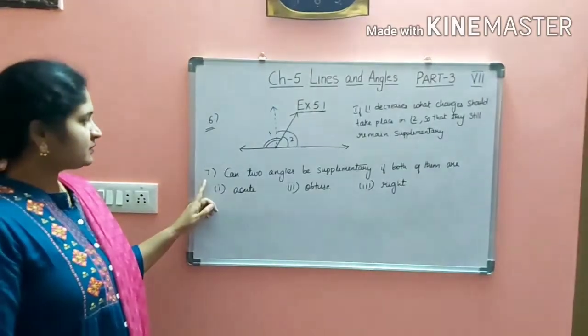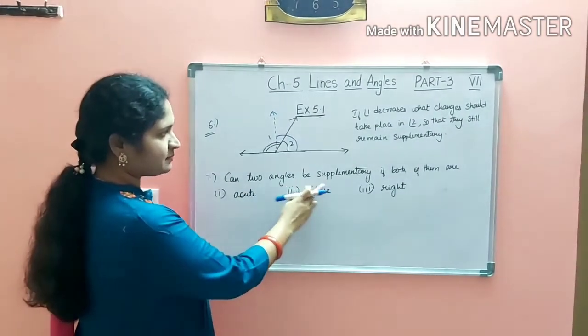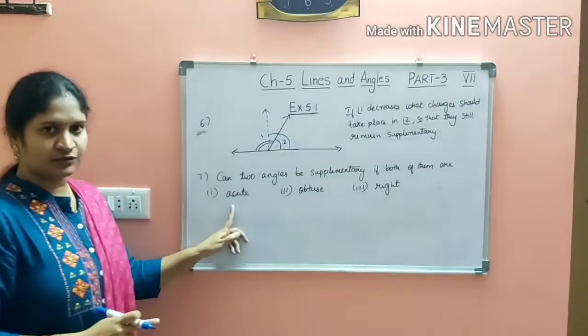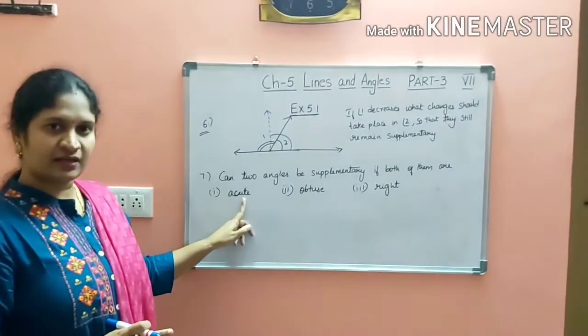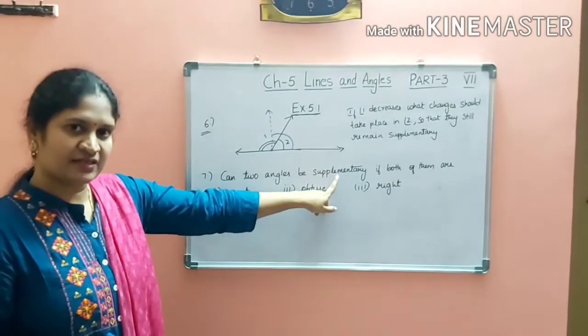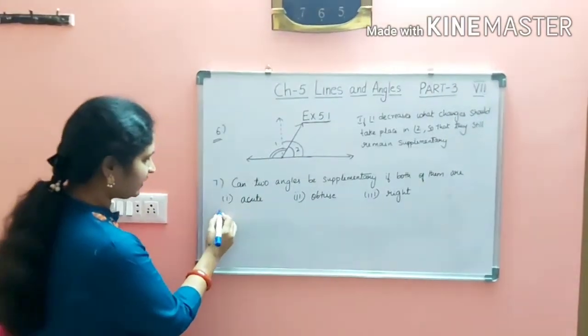Coming to seventh problem, children. Let us see the question. Can two angles be supplementary if both of them are acute? If both angles are acute, for them to be supplementary, the sum should be equal to 180 degrees. Let us see with one example.